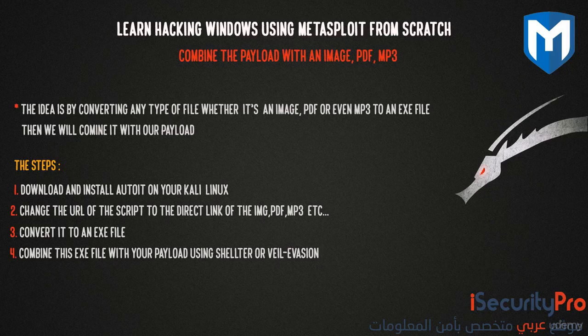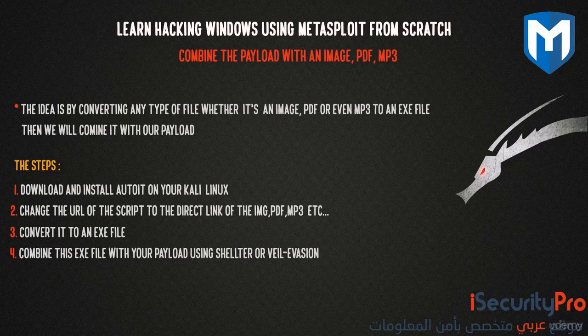So far we've seen how to backdoor any exe file using two methods. The first one is by using Veil-Evasion, and the second one is by using the Shellter tool. In this lecture, I'm going one step further, and this is by backdooring any type of file with your payload.